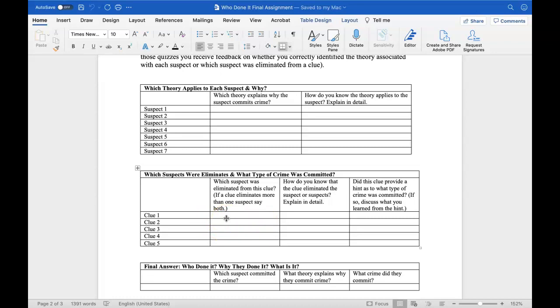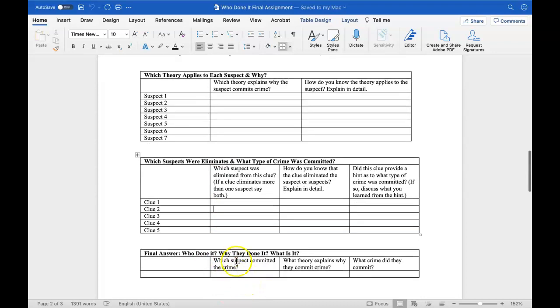So you are going to be left with, I think it's one or two. You're going to be left with, I think actually one suspect. You're going to be left with one suspect at the very end of the semester, and voila, that is your answer for down here. If you got the answer right up here, you're already going to know what theory explains the crime that they committed.